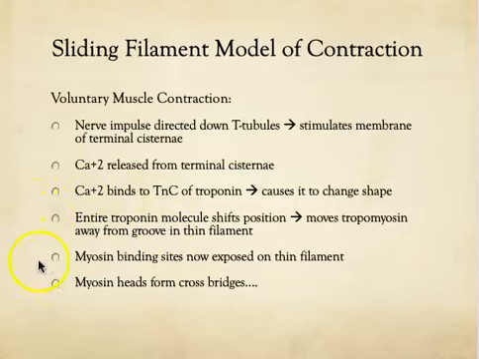Now the myosin binding sites are exposed. As long as there's ATP available, contraction is going to begin. ATP, remember, binds to the myosin head. The ATP gets hydrolyzed, the myosin head cocks back. The phosphate group gets released, the myosin creates a cross bridge. The ADP gets released, the power stroke occurs.